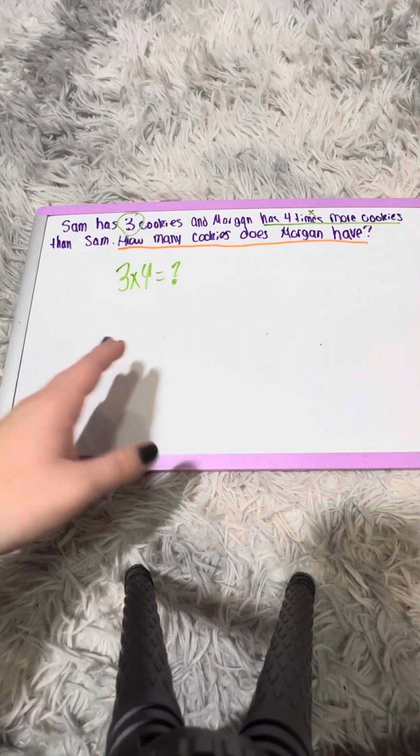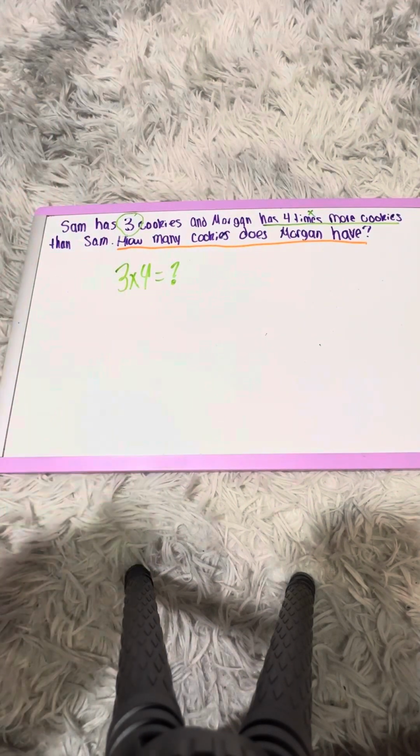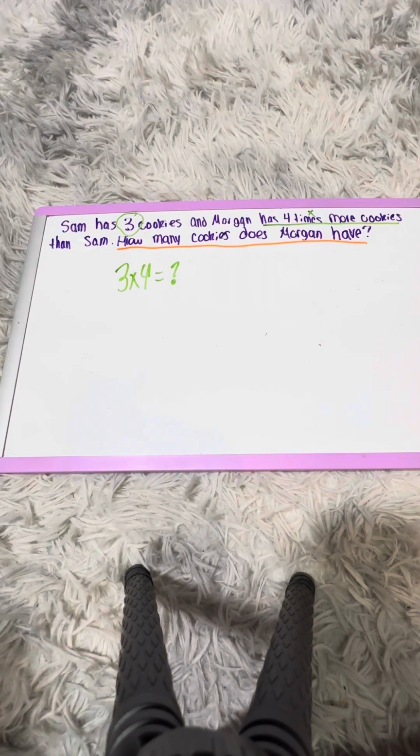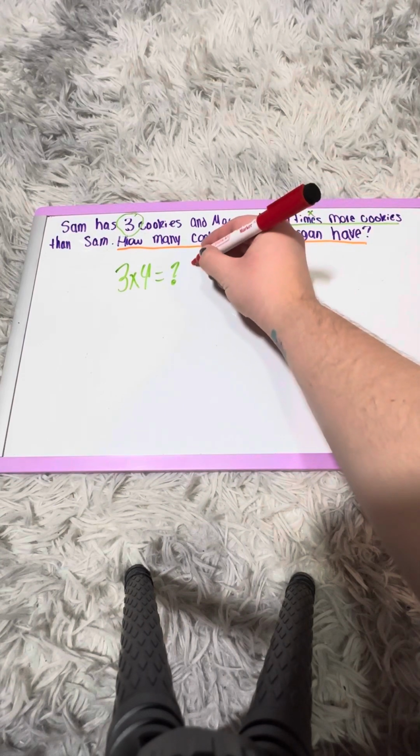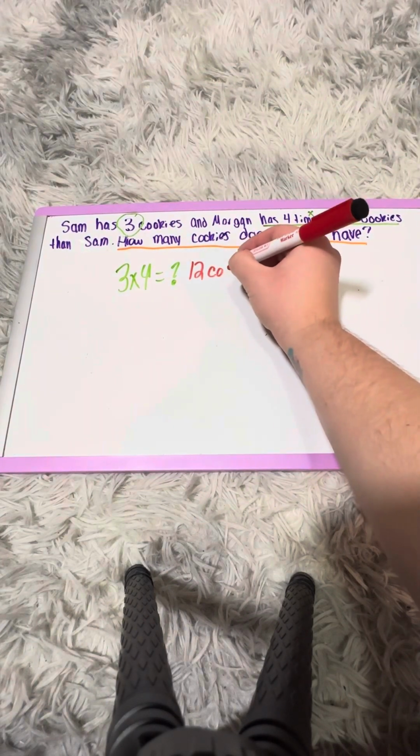So now that we have our equation, we've already figured out our important information, we are going to solve that equation. So what we will do is 3 times 4 equals 12. So we have 12 cookies.